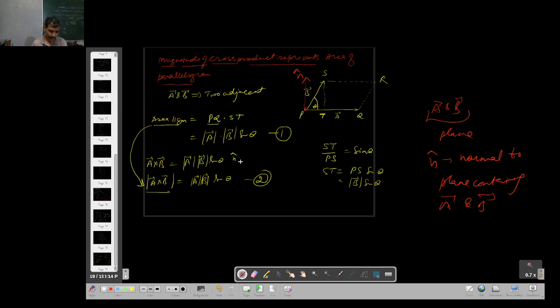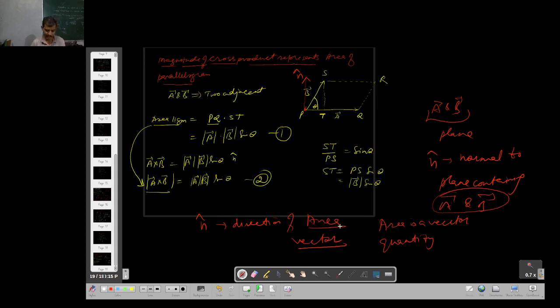So we can say, keeping this in mind, that area is a vector quantity, because the area swept by both A and B is basically this one, and its magnitude is represented by A cross B. So the normal to this plane basically represents the direction of the area vector. So n cap is the direction of the area vector. So we can say that area is a vector quantity, right?